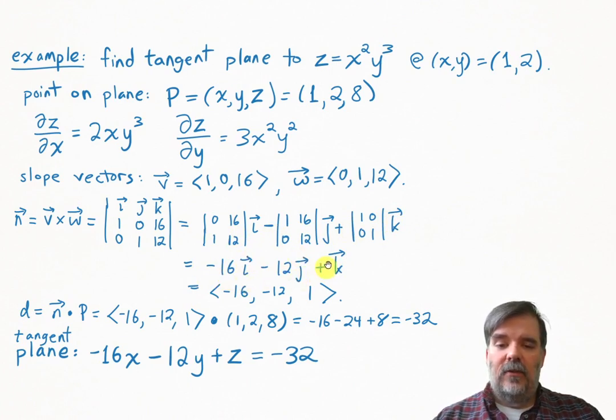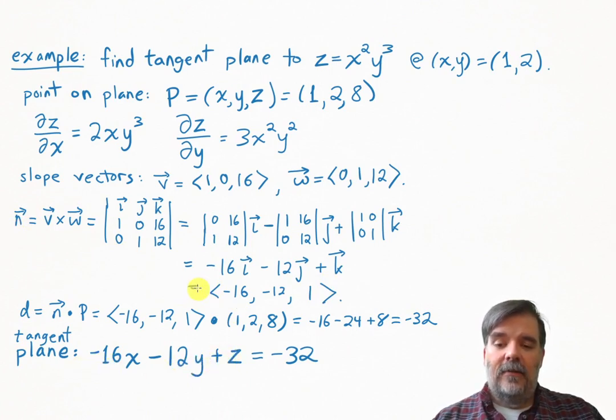Then, because these are the standard basis vectors, you can really just use these coefficients and create a single vector. i is really the vector (1, 0, 0), j is really the vector (0, 1, 0), and k is really the vector (0, 0, 1). After you do your vector operations, you'll be left with the vector (-16, -12, 1). That's your normal vector n, and that gives us the coefficients of x and y and z.